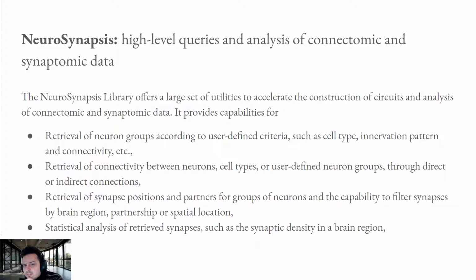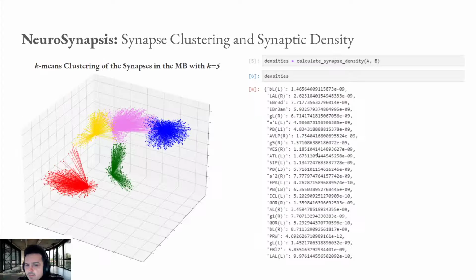Finally, we have the NeuroSynapses library, which offers a large set of utilities to accelerate the construction of circuits and analysis of connectomic and synaptomics data. NeuroSynapses helps users retrieve neurons and synapses even through multi-hub connections. It also allows for statistical analysis of specific synapses. Here, I have 2 examples from the NeuroSynapses library. On the left, I show a clustering of the synapses in the mushroom body with K-means cluster centers highlighted. Those who know the shape of the mushroom body neuropil can immediately see it here.